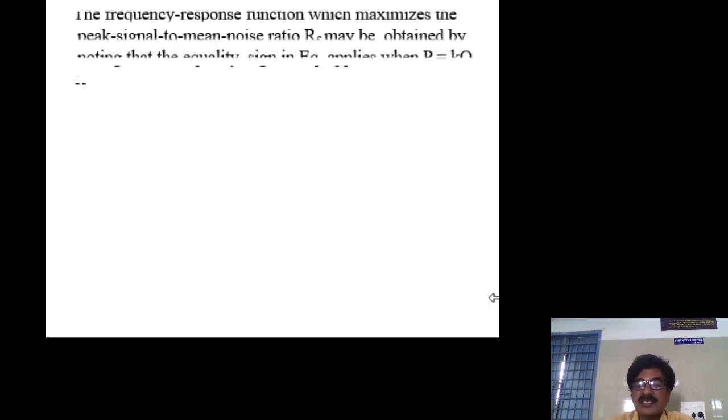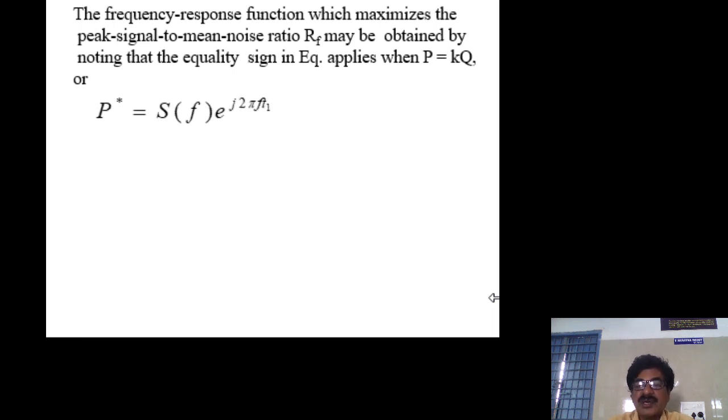But the equality sign applies when p equals k q. Now we already know that p star equals S of f e power j 2 pi f t1, and we assumed that q equals H of f. Since p star equals S of f e power j 2 pi f t1, p can be expressed as S star of f e power minus j 2 pi f t1. So like that you can interchange. Now this is the p, and q is H of f.